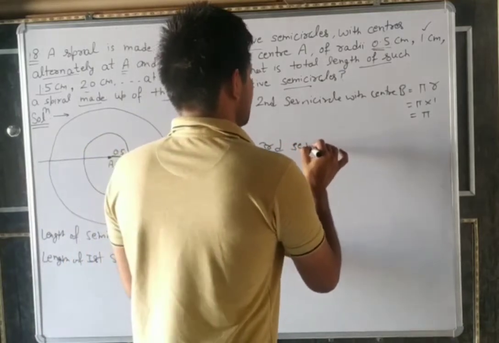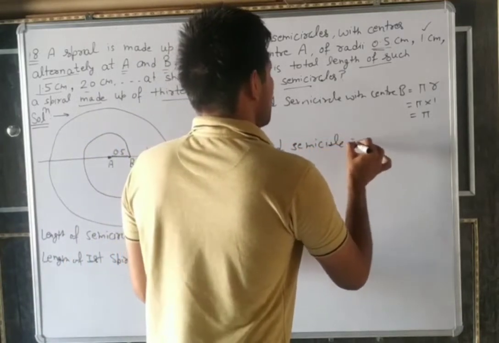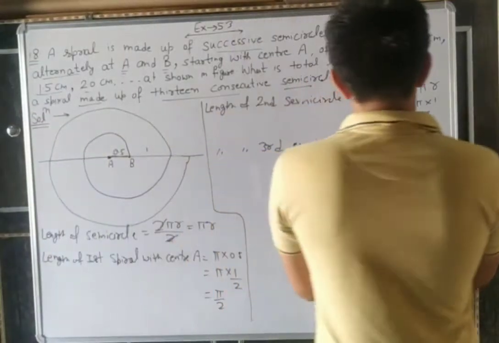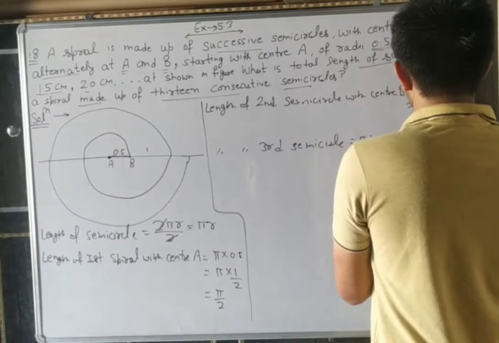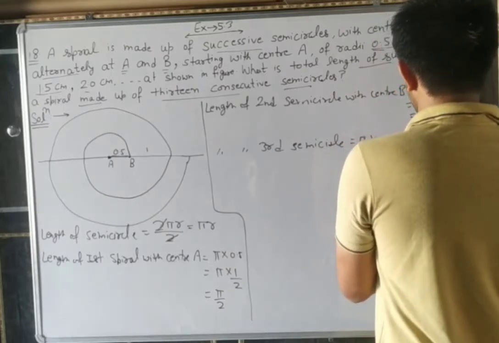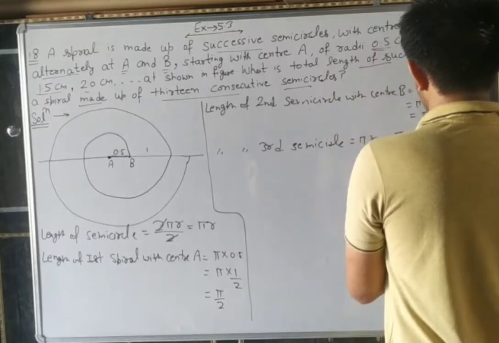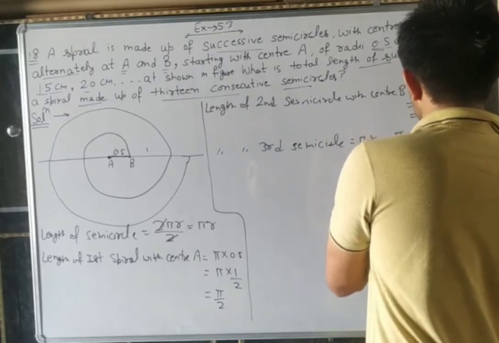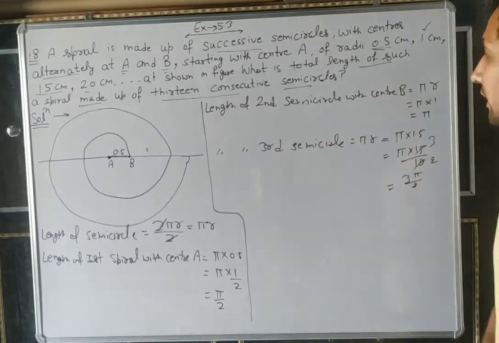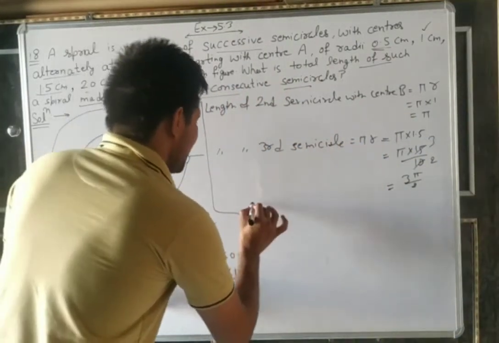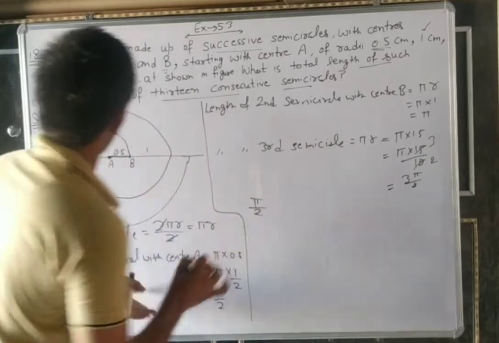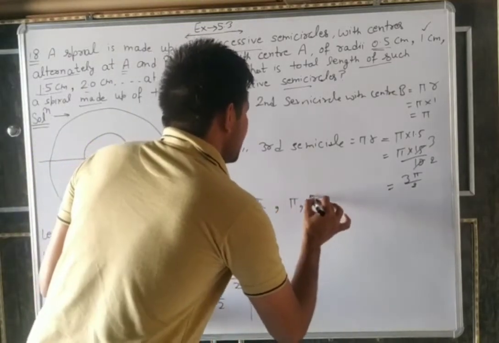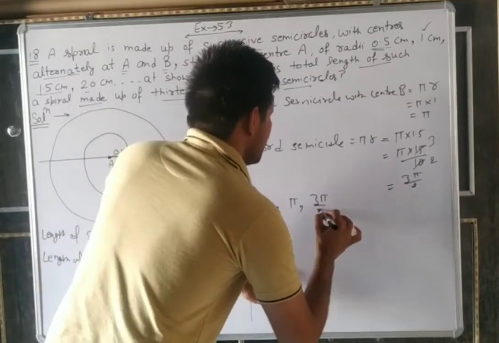You can write semicircle, how much? Pi r. After it, how much? 1.5. So pi into 1.5. Remove the decimal, 3 upon 2. So it is 3 pi upon 2. So we observe their lengths: the length of the first semicircle is pi by 2, next is pi, next is 3 pi upon 2.